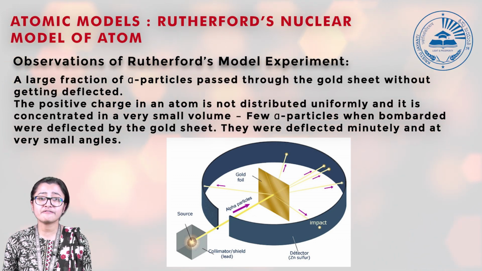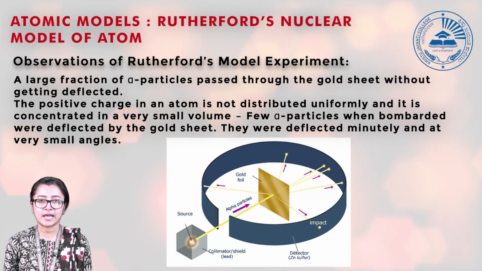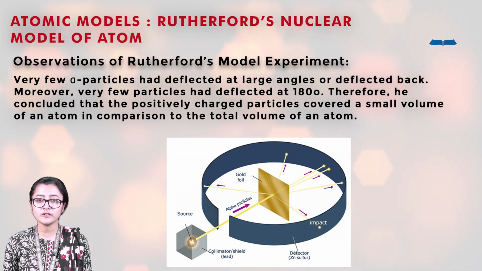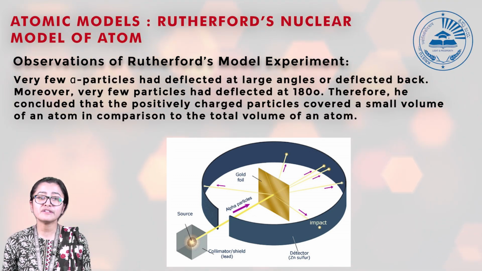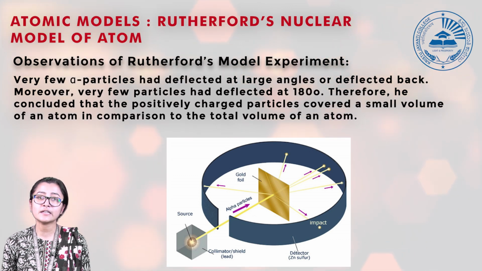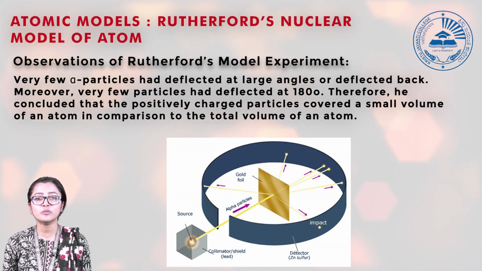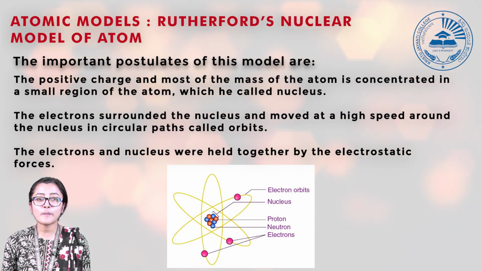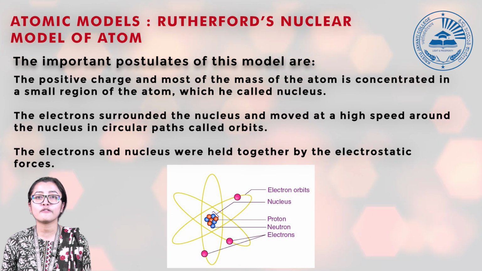Only a few alpha particles, when bombarded, were deflected by the gold foil, and they were deflected very minutely at very small angles. Very few alpha particles were deflected at large angles or deflected back. Moreover, very few alpha particles were deflected at 180 degrees. Therefore, he concluded that the positively charged particles covered only a very small volume of an atom in comparison to the total volume of an atom. From this, he ultimately proposed Rutherford's nuclear model of an atom.